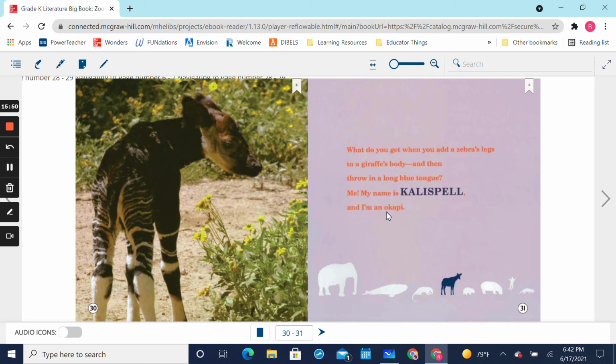Oh, so this is an okapi. That is an interesting name for this animal. Okapi. Can you say that with me? Okapi. Very good. Let's keep going.